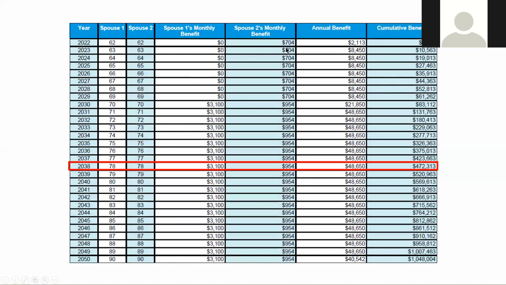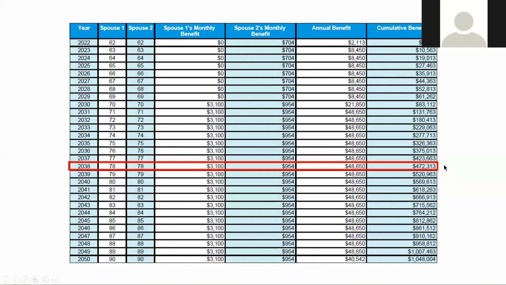So rather than waiting to 67, they're going to get 4 more years, almost 5 more years of income sooner. And then spouse one waits at 70, files, but spouse two still gets a raise, but it's not quite as big a raise because they filed early. So everything is subject to a reduction.